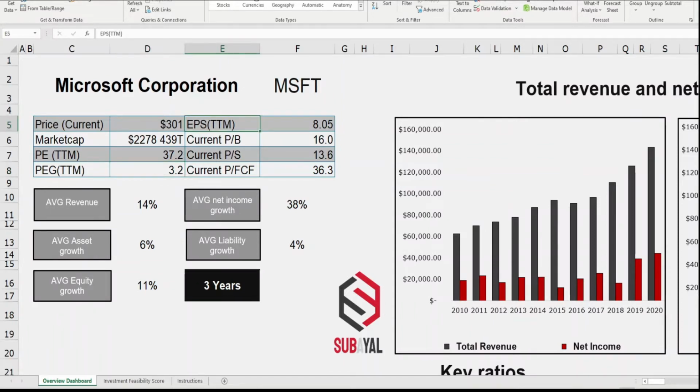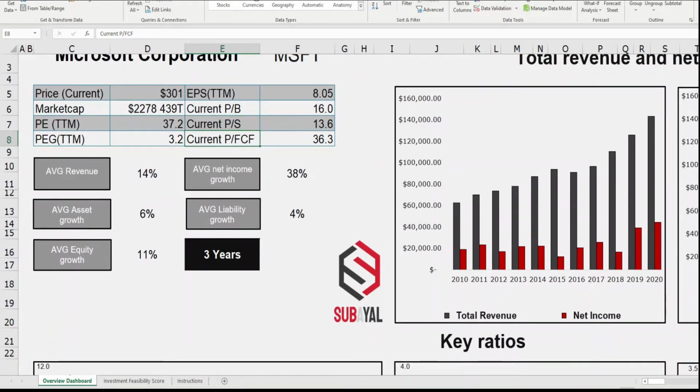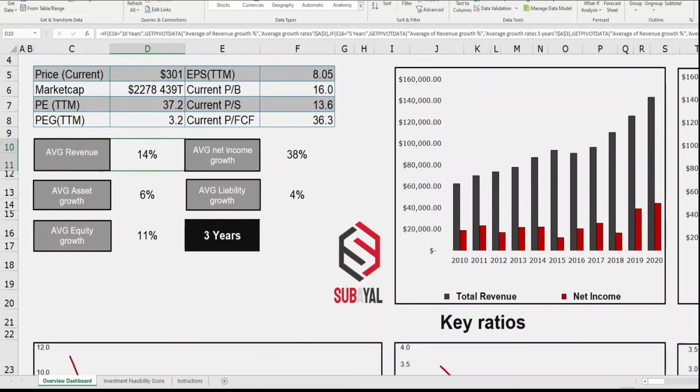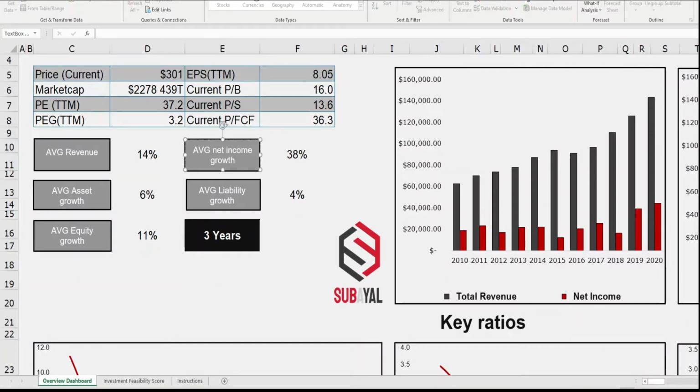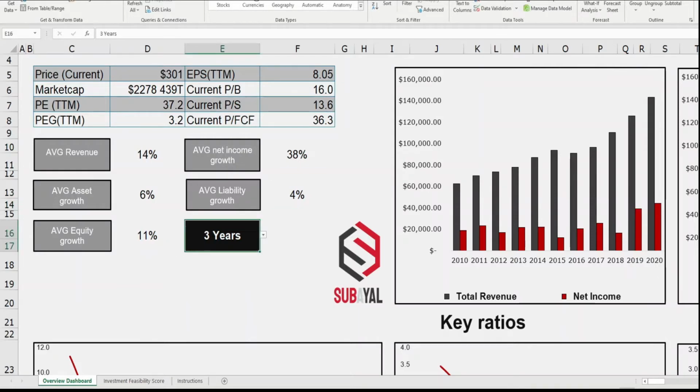Earnings per share is 8.05 US. The price to book ratio is 16. The price to sales ratio is 13.6, and the price to free cash flow is 36, which is again quite high. And then the average revenue growth is 14%, the average asset growth is 6%, average equity growth is 11%, and the average net income growth is 38%, while the average liability growth is 4%. And this is over the time frame of 3 years.